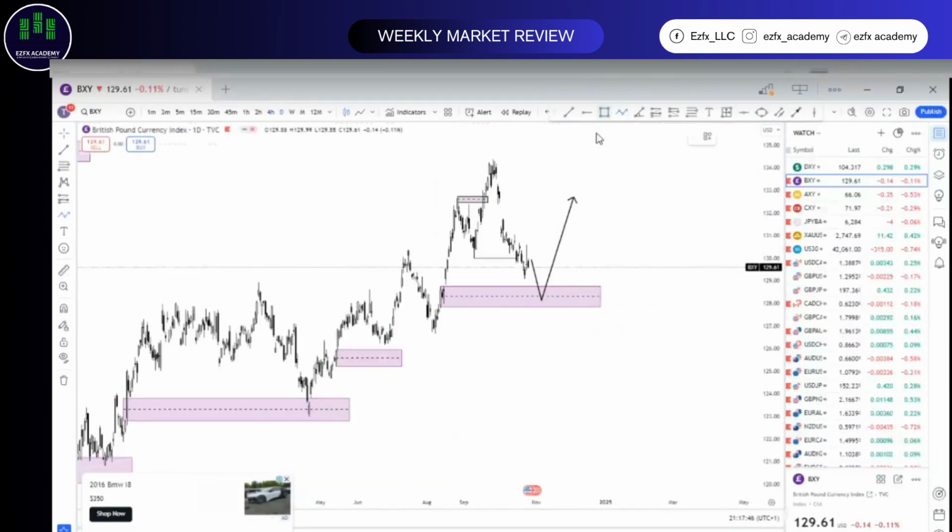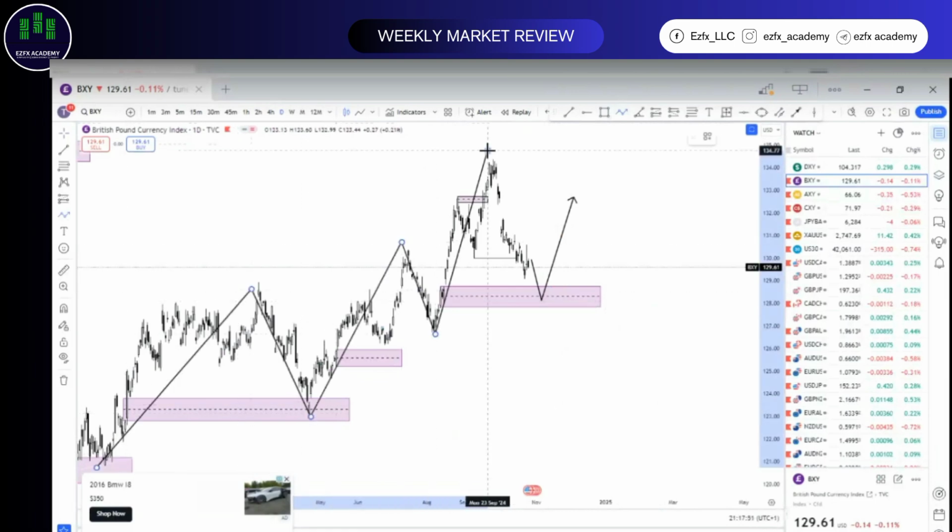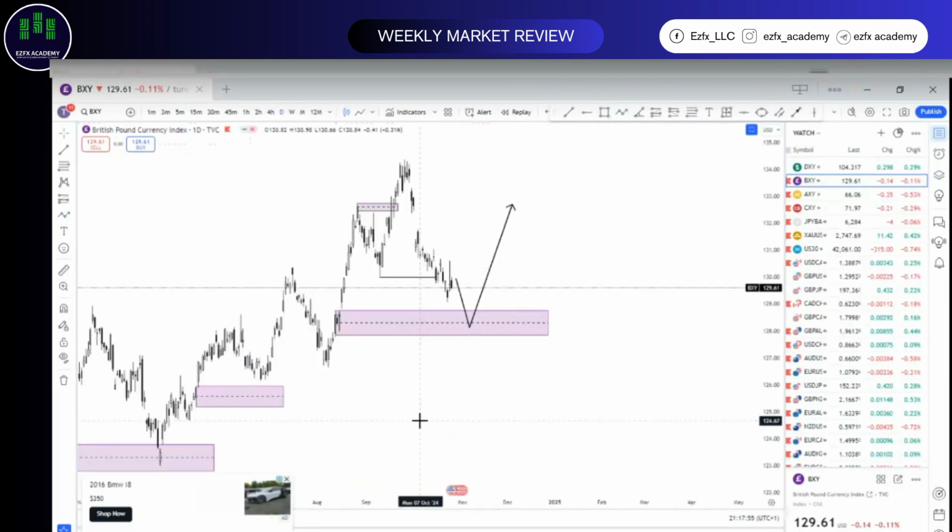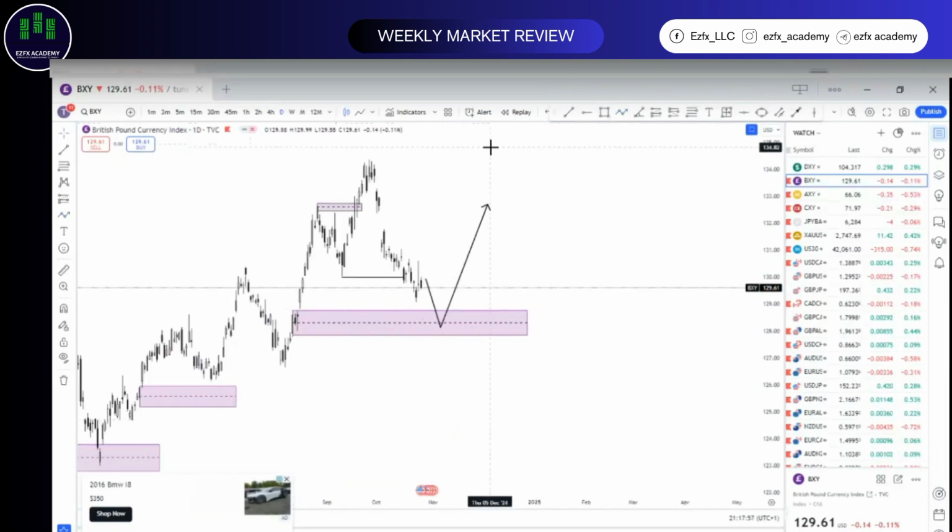On the daily time frame, you can see low, high, low, high, low, high. So you can see that price has given us consecutive higher highs and higher lows. That tells us that price is still in an uptrend, and we should still be expecting price to continue its push towards the upside.